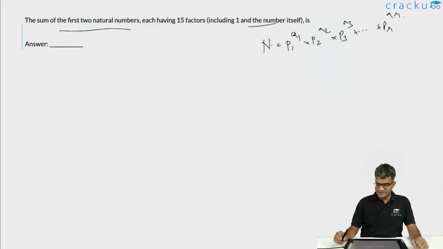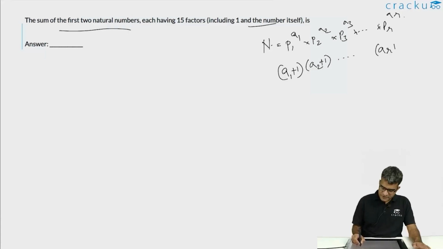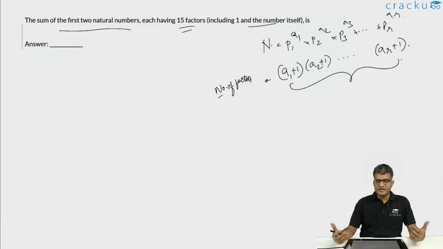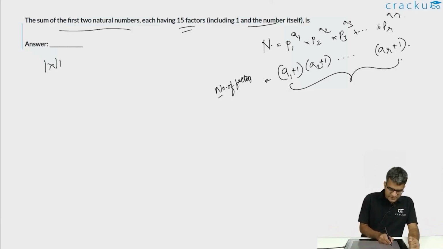are prime numbers, then the number of factors of n is a1 plus 1 into a2 plus 1 into dot dot dot into ar plus 1. This is the number of factors. What we are told is that this number has 15 factors. So this product is equal to 15. How can you express 15 as a product of some numbers? Either that is 1 into 15, or the other way around, it is 15 into 1, or it is 3 into 5, or 5 into 3.